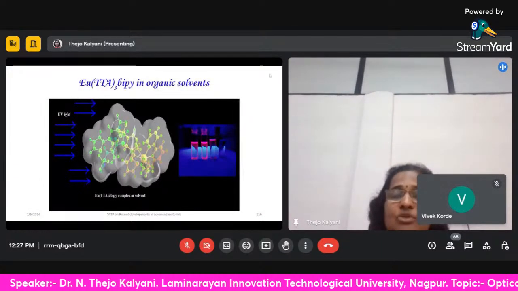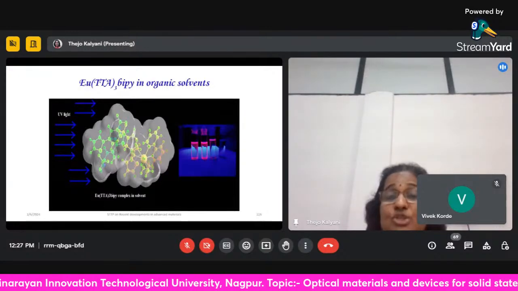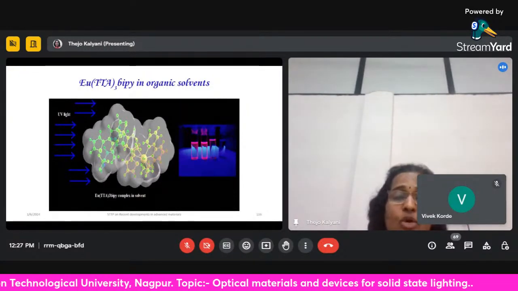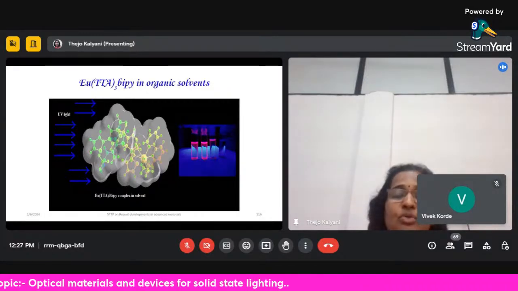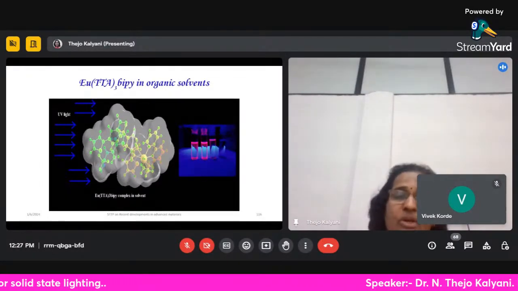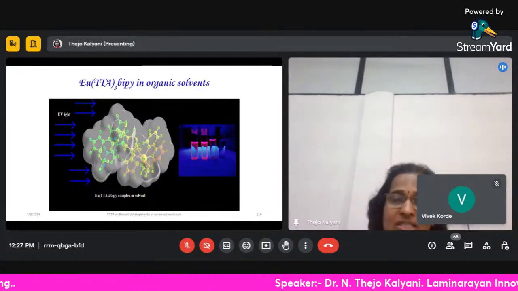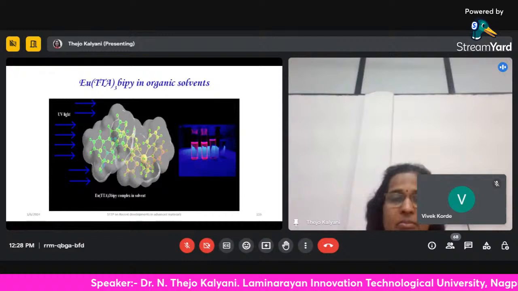And later we have tried to understand what will happen if this complex is solvated in an organic solvent. Like if we want to coat it on a thin film, we need to mix it with a solvent. Since the complex, that's the phosphor, is in powder form, if I want to coat it on a substrate, I want to make it a jelly sort of nature.